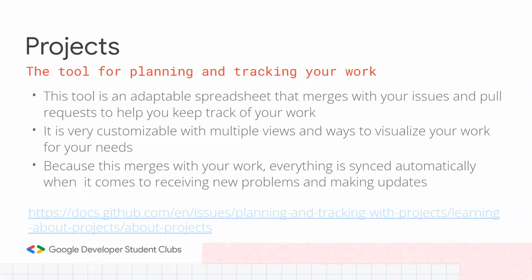The next tool that also sounds a little bit weird is projects. This is a tool for planning and tracking your work. It can be like an adaptable spreadsheet that merges with issues and pull requests, which we'll talk about later, that will help you keep track of your work. This is very customizable, with multiple views and ways to visualize your work for your needs. And because this merges with your work, everything is pretty much synced automatically when it comes to receiving new problems and making updates.